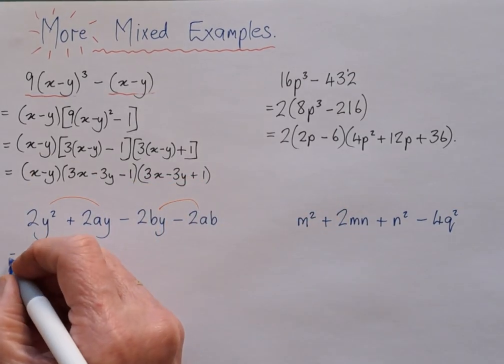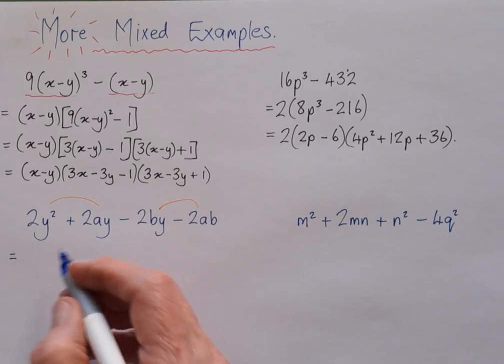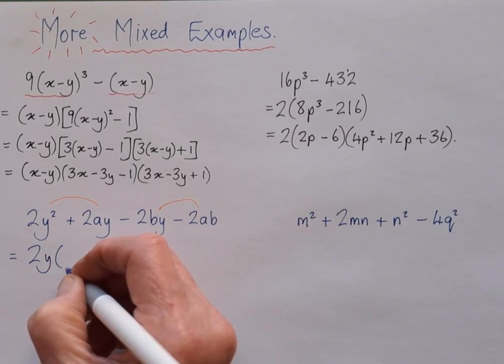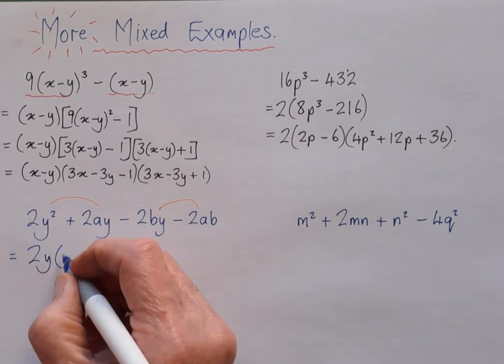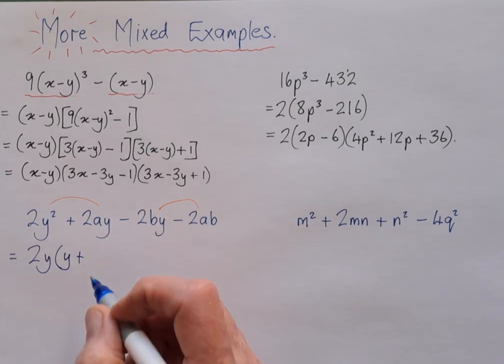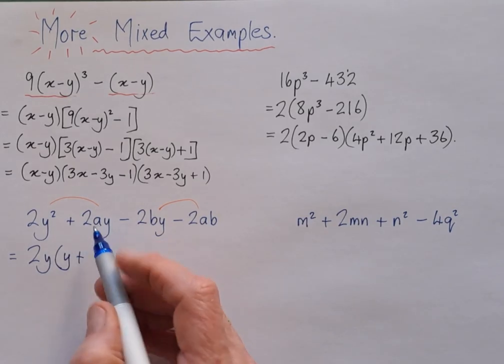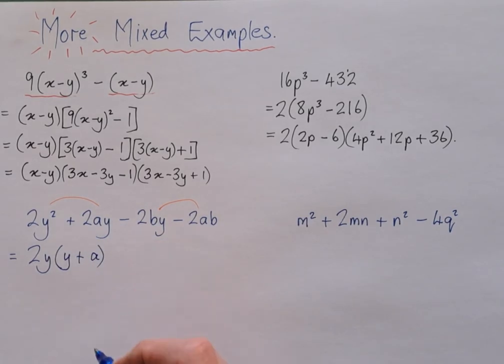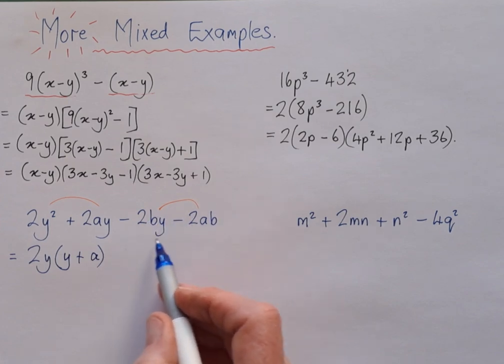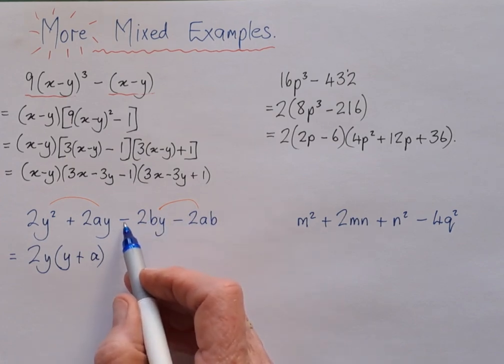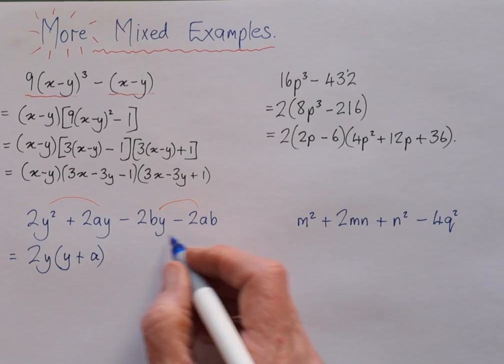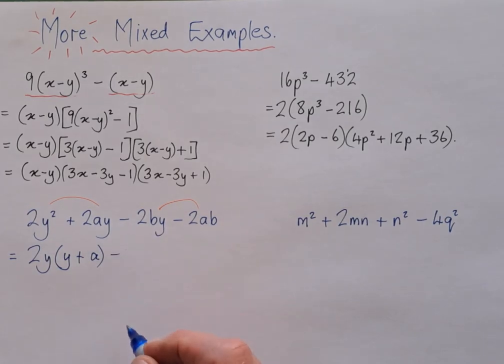So looking at the first 2, I've got 2y, and from this term I'm left over with y plus, having taken out 2y here, I'm left with a. Remember, when you're grouping, the first term sign is the one that you have to take out. So in the second group, I have to take out a negative.